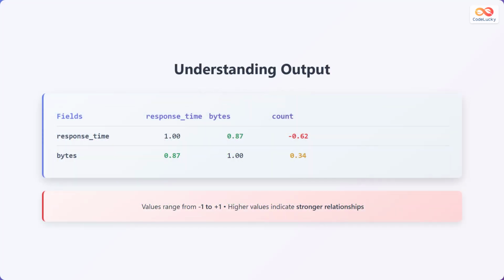The correlate command generates a correlation matrix showing relationships between fields. In our example, response time shows a perfect correlation of 1.00 with itself, a strong positive correlation of 0.87 with bytes, and a moderate negative correlation of -0.62 with count. The bytes field shows the same strong positive correlation of 0.87 with response time, perfect correlation with itself, and a weak positive correlation of 0.34 with count. Correlation values range from -1 to +1, where higher absolute values indicate stronger relationships between variables.